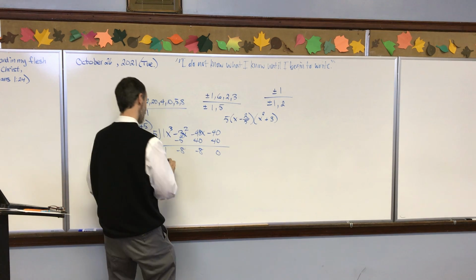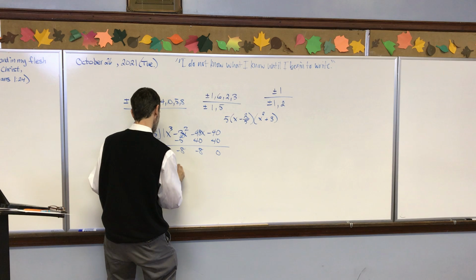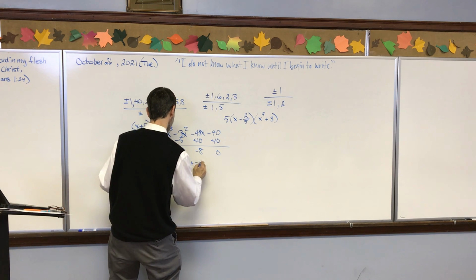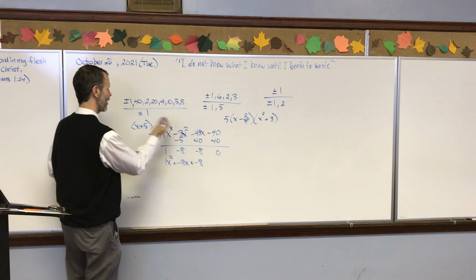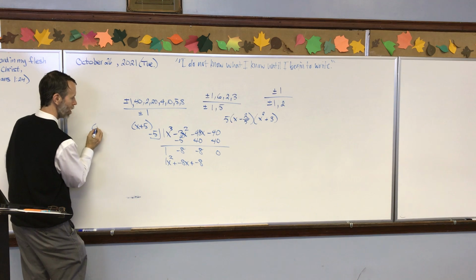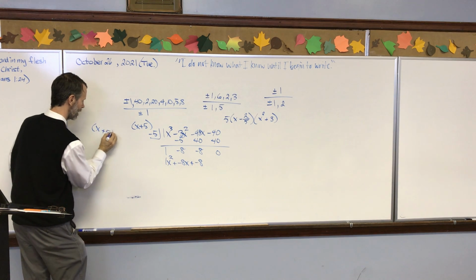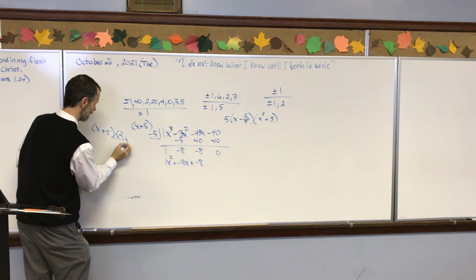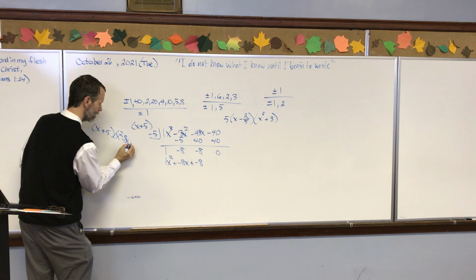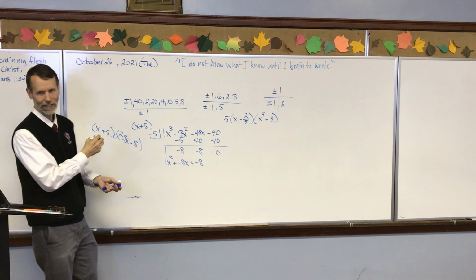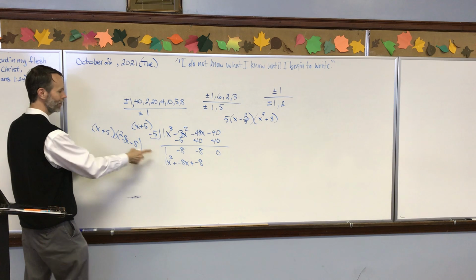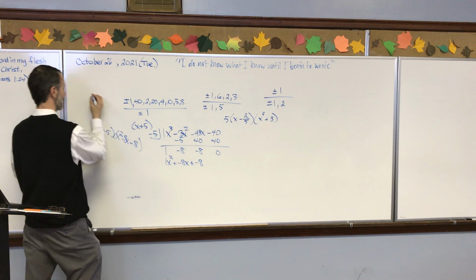So this thing here is 1x squared plus negative 8x plus negative 8. So to factor this thing, you'll have x plus 5, x squared minus 8x, oops, minus 8. So that's the factoring part. For solving, I would take the quadratic formula on this thing.